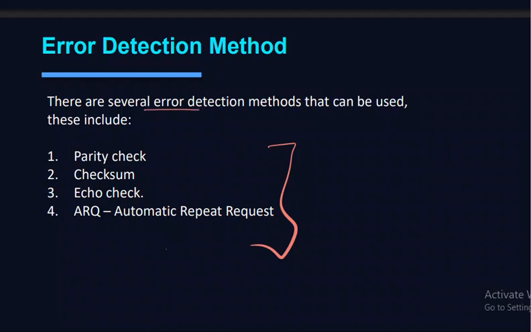Alright, so several error detection methods. The error detection methods, the error checking methods that the trailer wanted. You must remember what the trailer wanted, the error checking methods. So what are the error detection methods and the error checking methods?